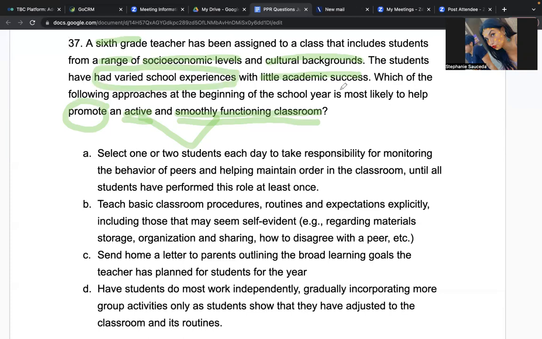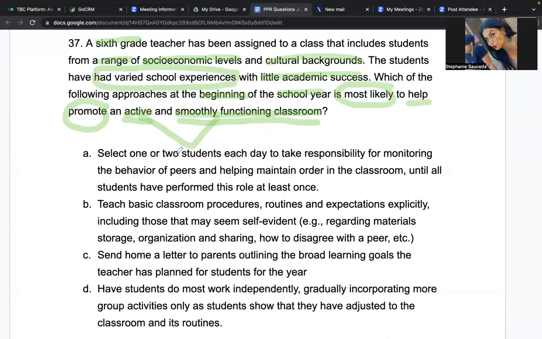So what we're looking for, and the goal here, and are there any other keywords and phrases that I have yet to identify that we need to pay attention to? In the beginning of the school year. In the beginning, exactly. It's the beginning of the school year, and we want most likely to help promote this active and smoothly functioning classroom.